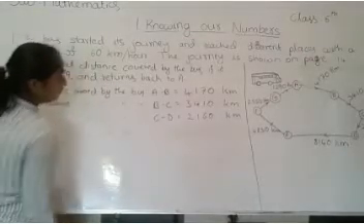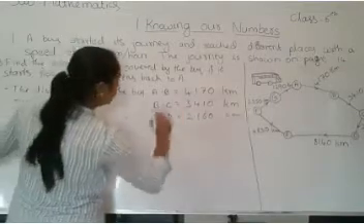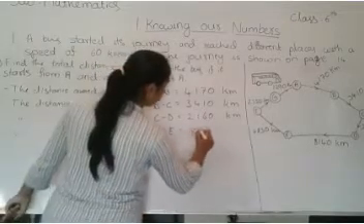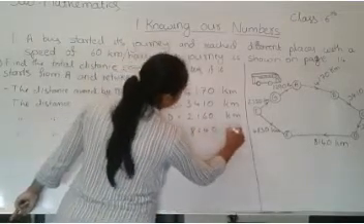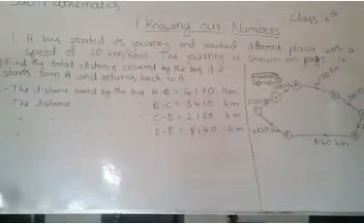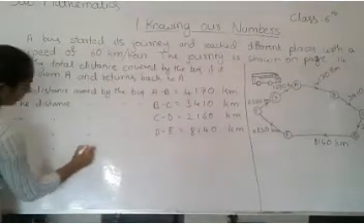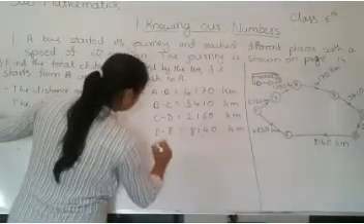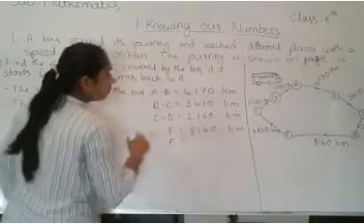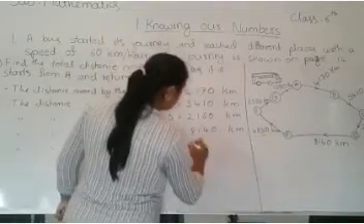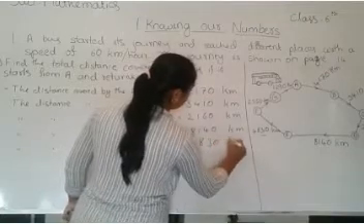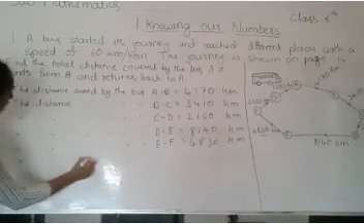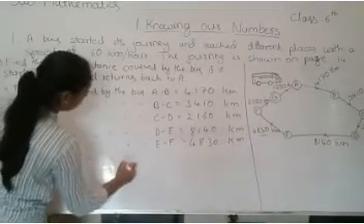Yes, then again the distance covered by the bus D to E is how much? 8140 kilometer. Yes, the next one, the distance covered by the bus E to F is how much? 4830 kilometer.